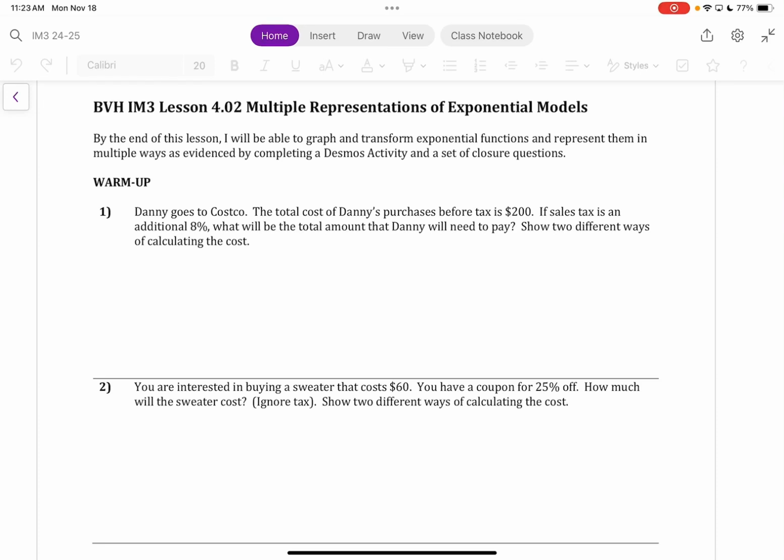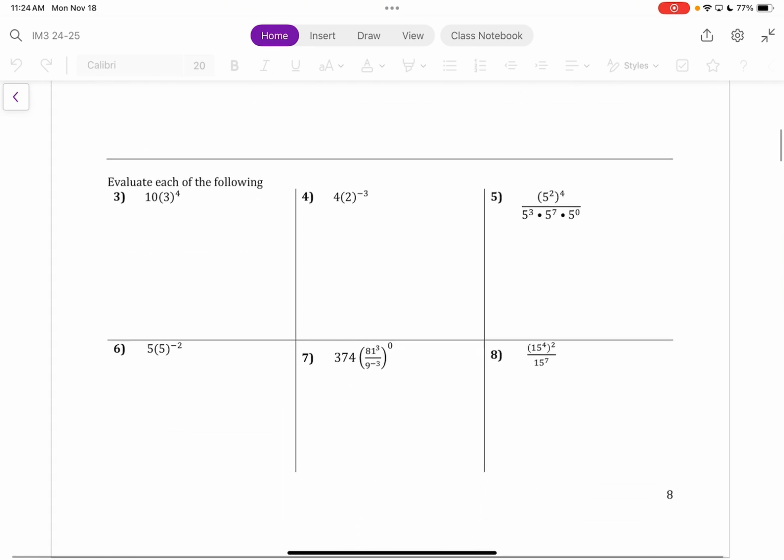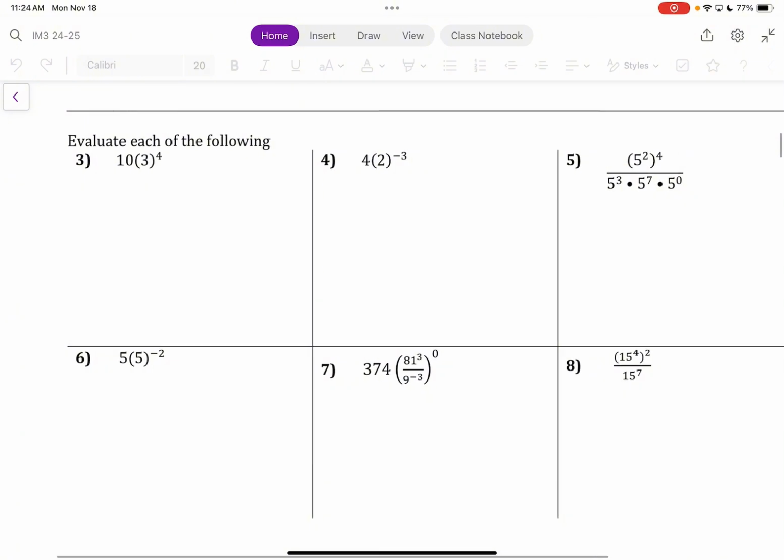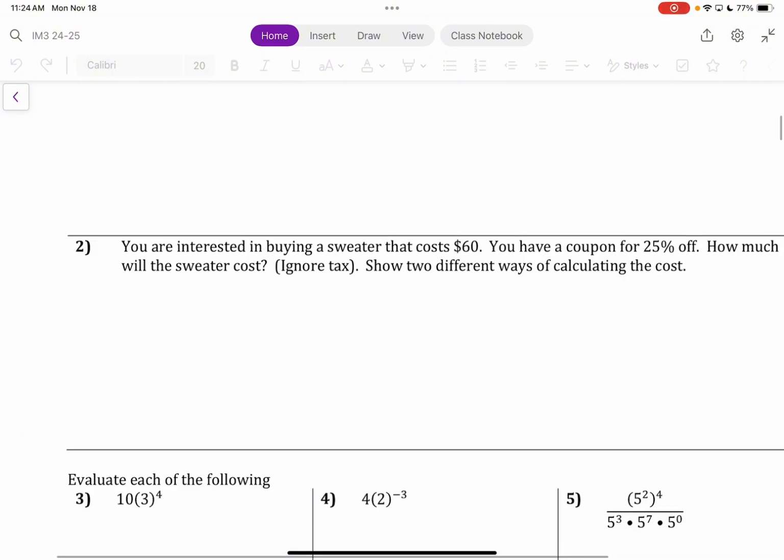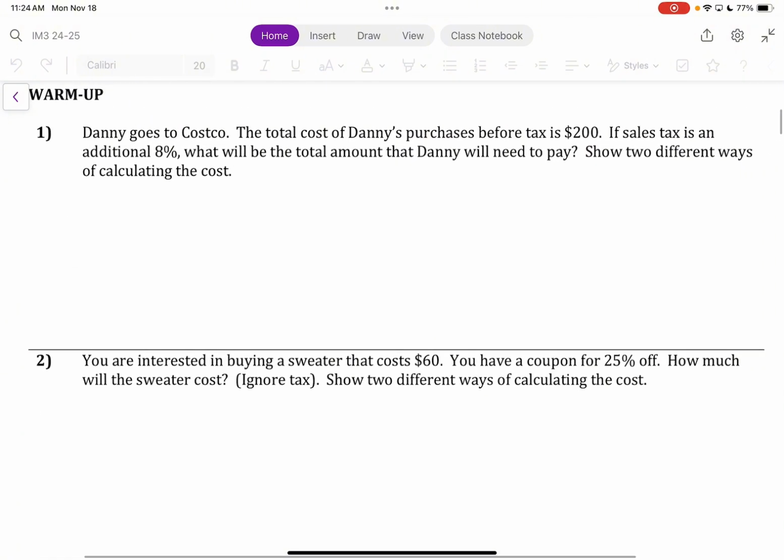All right, everybody, let's go ahead and begin going over this warm-up. The main problems I want to focus on for this warm-up are questions 3 through 8, since these are the types of questions that you will see on your quiz next class. But we can begin by looking at questions 1 and 2, which is an application of percentages.